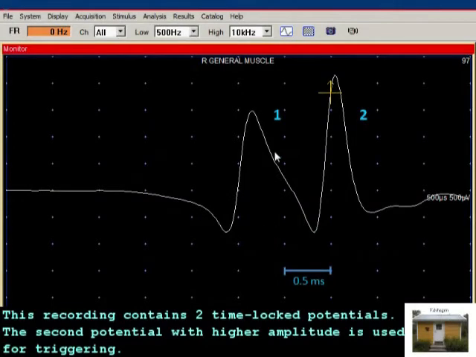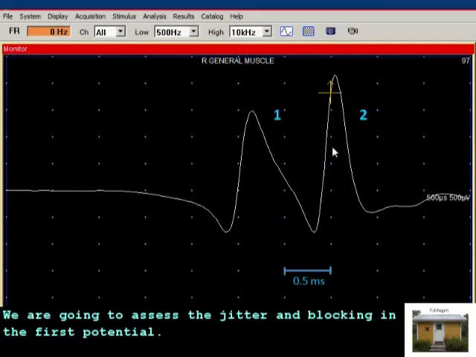This recording contains two time-locked potentials. The second potential with higher amplitude is used for triggering, and we are going to assess the jitter and blocking in the first potential.